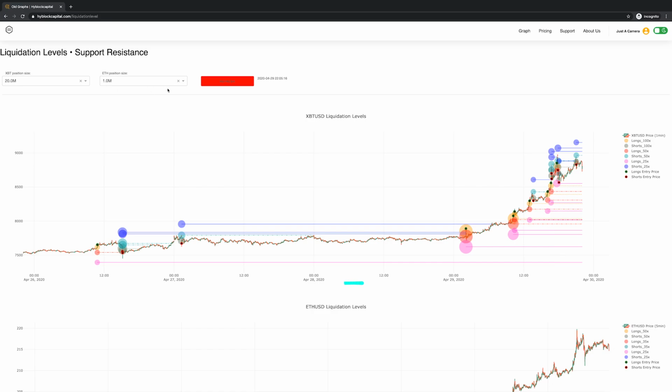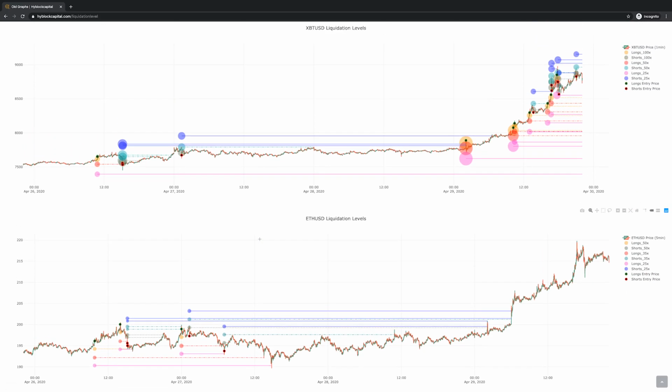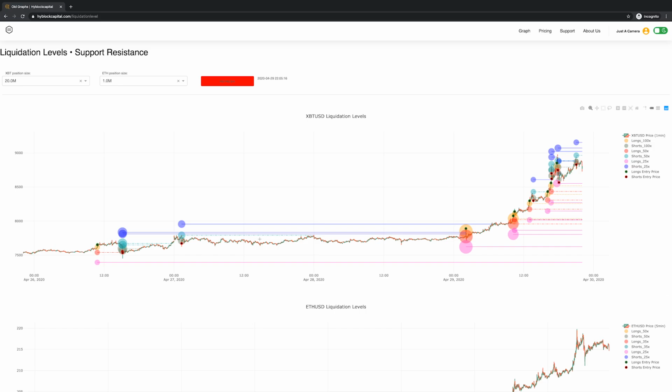Now, there is an Ethereum one. I don't trade Ethereum that much. I know people who do, but knowing what you know now, you can apply that to Ethereum, because look, we have our longs entry price, our shorts entry price. While they're different leverage amounts, it's still the same concept. I'm not going to go into Ethereum right now. I wanted to cover why the liquidation level tool is important, how it works, and how we can use it going forward.